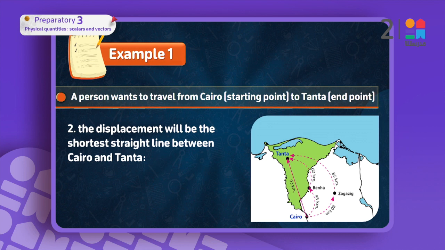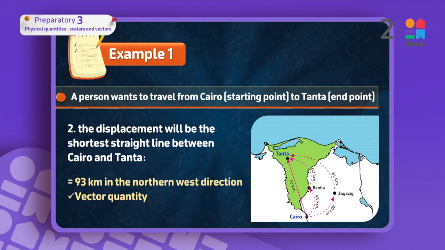So أنا عندي هنا 3 values. 2 distances according to the path of the car and the displacement is fixed in both of them. ليه؟ لأن أنا بس بحسب from starting point to the end point. فين ال starting point؟ هاي كايرو. فين ال end point؟ طنطا. يبقى اللي ما بينهم 93 كيلومترز.